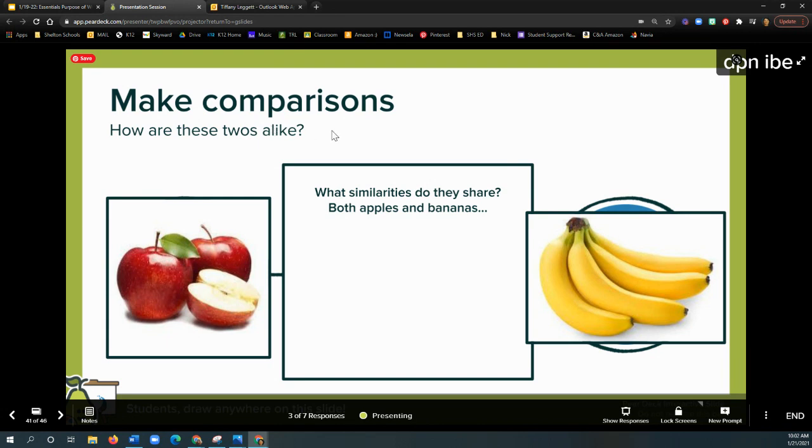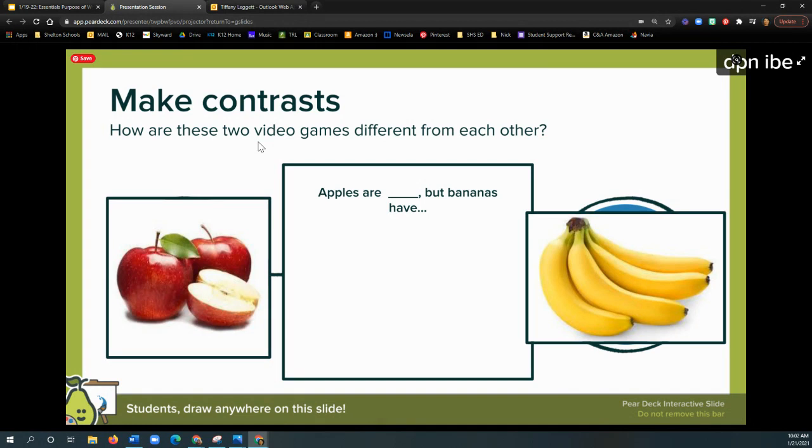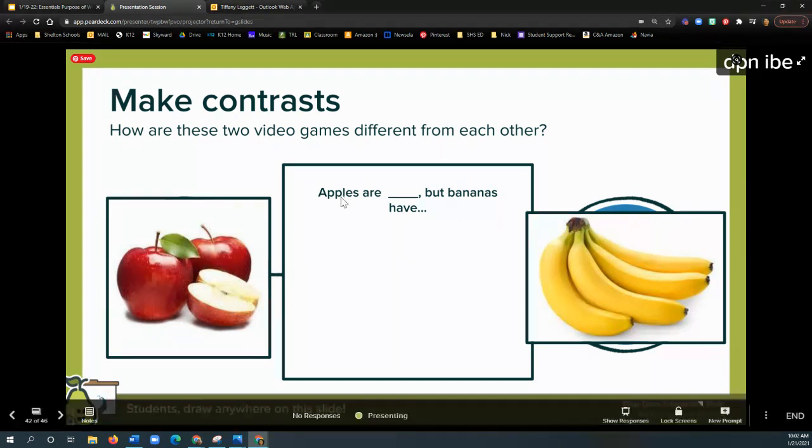Okay, so these are some things of why they're similar. So this is our comparison. We're comparing how they're similar. Now, let's contrast this. How are they different? I changed this a little bit. So how are these two fruits different from each other? So you could say something like apples are blank, but bananas have blank. Or apples have blank and bananas are blank. So what are some differences between apples and bananas?